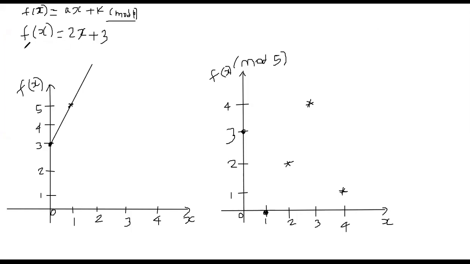Okay. Let us draw the line for f of x equals 2x plus 3. This is a linear equation. So f of x equals 2x plus 3 will have something like this. Slope is 2. And at x equal to 0, the value of y is 3, meaning f of x is 3. So this is the equation.